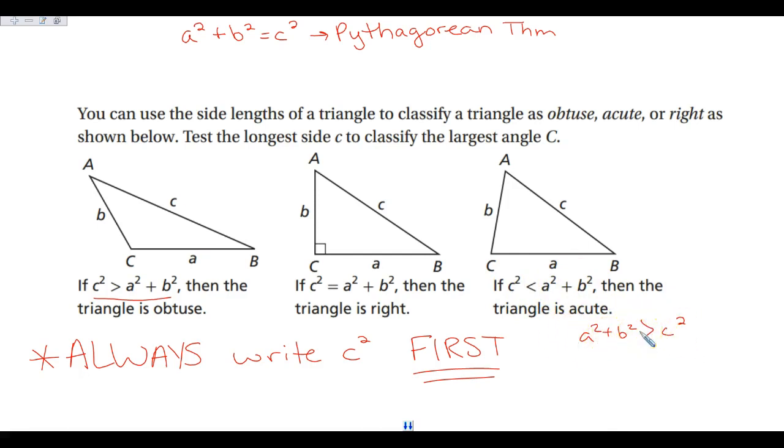All right, if you put your c squared first, then your symbol is going to match what you're expecting of your angle measures, okay? So write c squared first. All right, let's do an example.